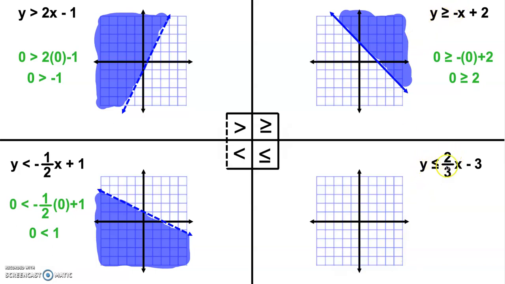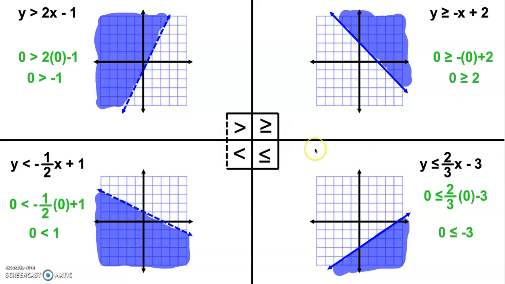y is less than or equal to 2/3 x minus 3. Graph that line like we would an equation. Notice again it is solid because we have that equal to. Points on this line will make a solution. All right, so let's try (0, 0). Is 0 less than or equal to negative 3? And the answer is no. So we would shade on the side that does not contain the point that we tested because we got a false statement.